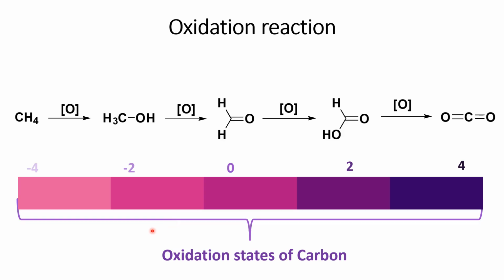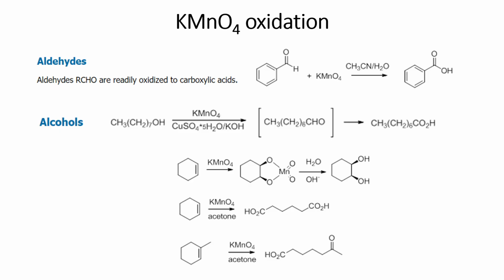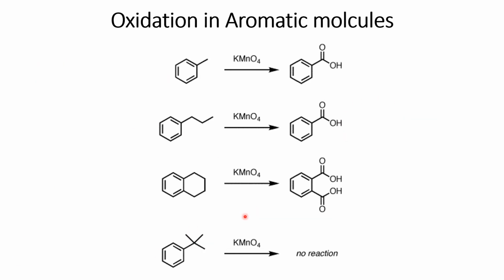Oxidation. Let us move on to oxidation reaction. So methane can be oxidized to methanol, further aldehydes to acids. Finally, several oxidizing agents are used. The well known is KMnO4. So aldehydes are readily oxidized to acids or carboxylic acid with the help of KMnO4. So KMnO4, that is the well known oxidizing agent, whereas itself it undergoes reduction. Everybody knows that. Then alcohols to aldehydes to acids. Similarly, oxidation in aromatic molecules also.